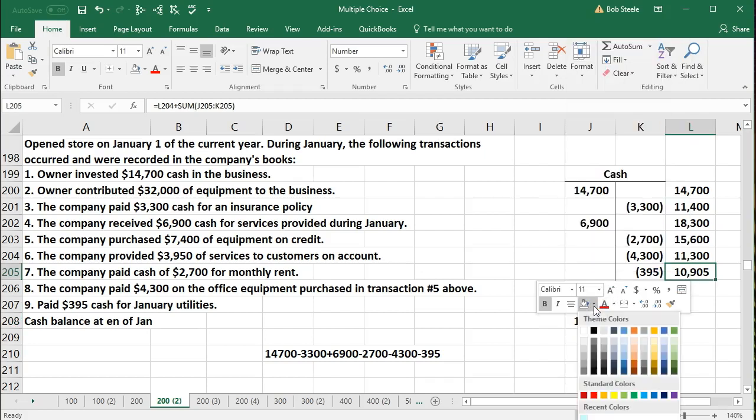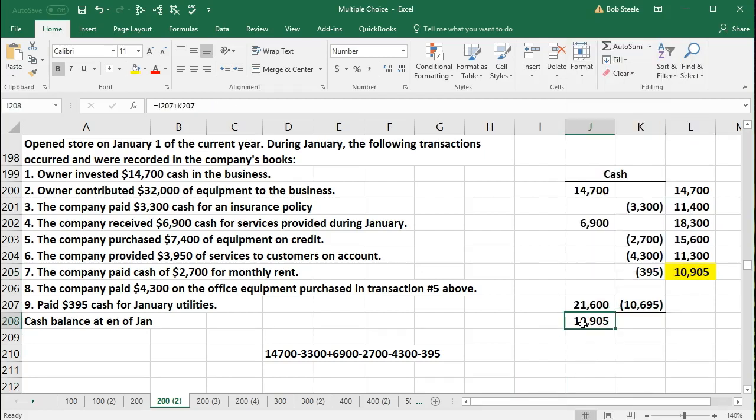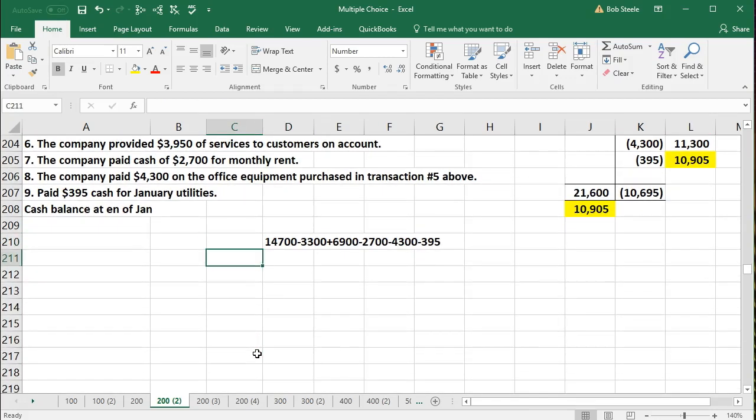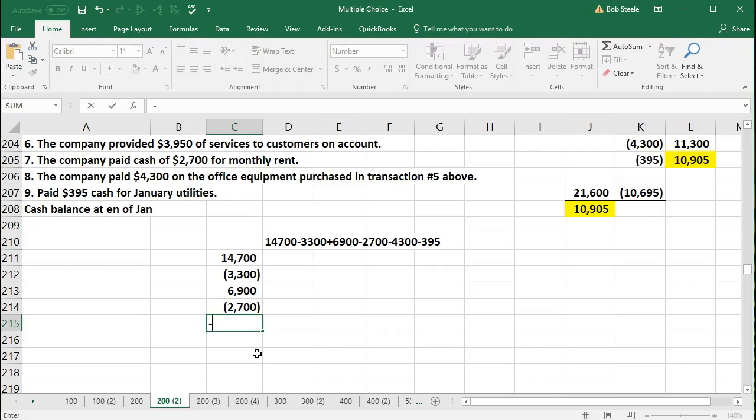So just keep in mind that you could run this back with those different formats: T account format, running balance format, formula format. You could put this format obviously in a vertical calculation as well. The 14,700 minus the 3,300 plus the 6,900 minus the 2,700 minus the 4,300 minus the 395.